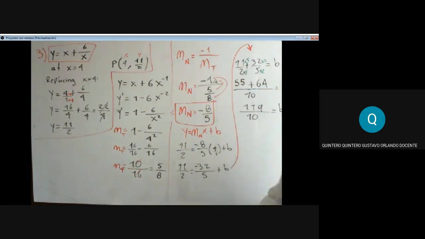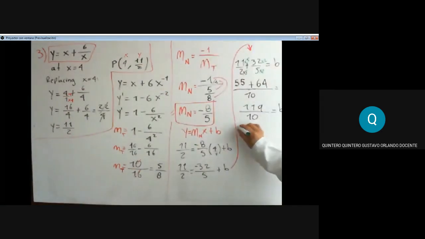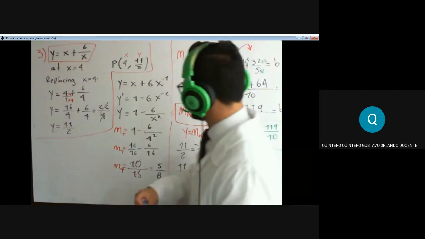So all I have to do now is rewrite the answer. I'm going to do it in green. My final solution, the normal line at the point x equals 4, will be y equals m of the normal, so negative 8 over 5, plus the value of b. But the value of b is 119 over 10. And that would be the solution. Look at that, this exercise was good.